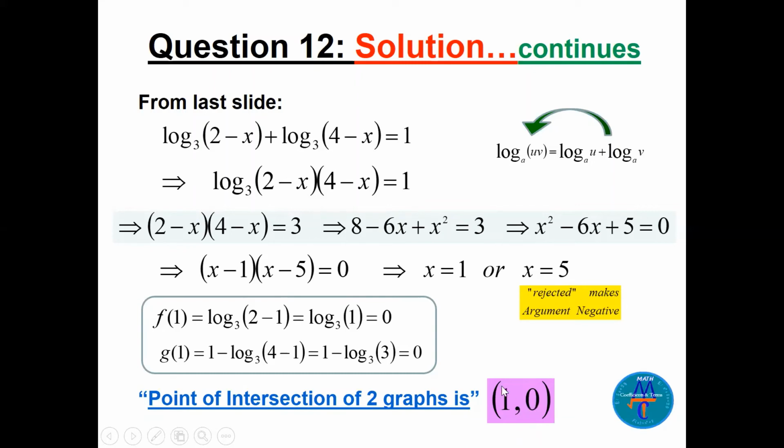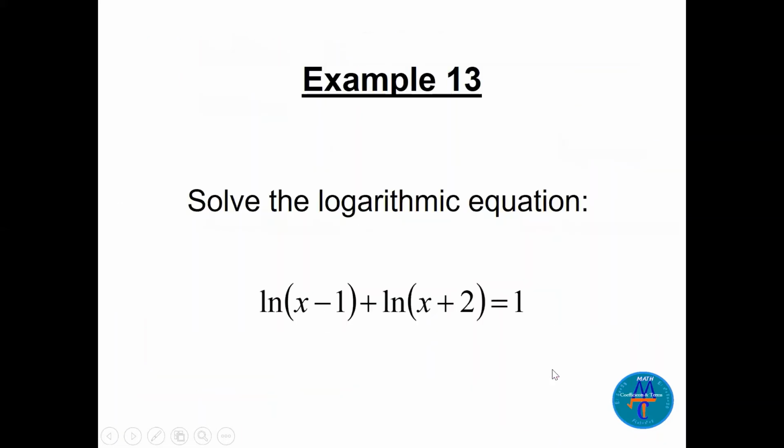How do we know 0? I put 1 in the function f here. I put 1 in the function g. Either one, I will get the same number here. So (1, 0) is the point of intersection. It can be any other number. It can be 1, 7 or 1, minus 2 or 1, 1 half. It happened here. It is 1 and 0.